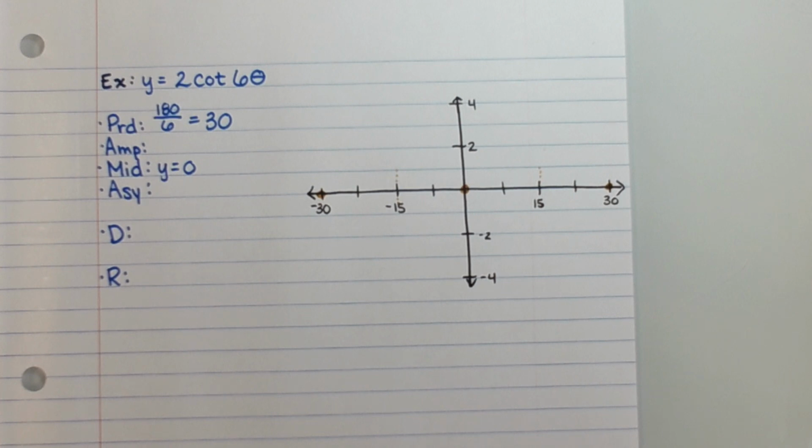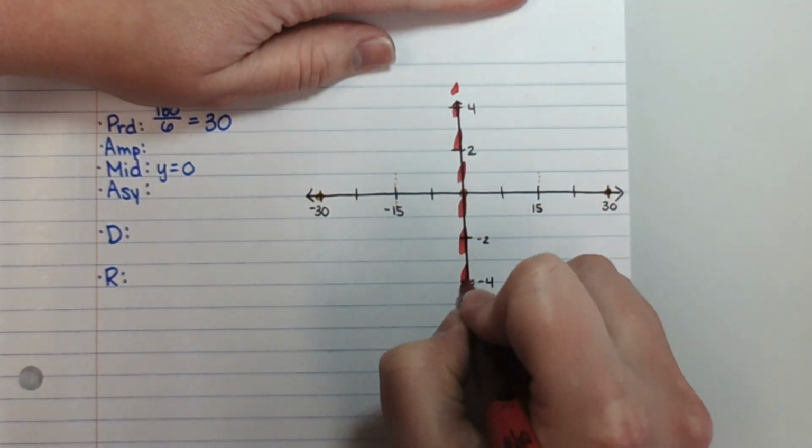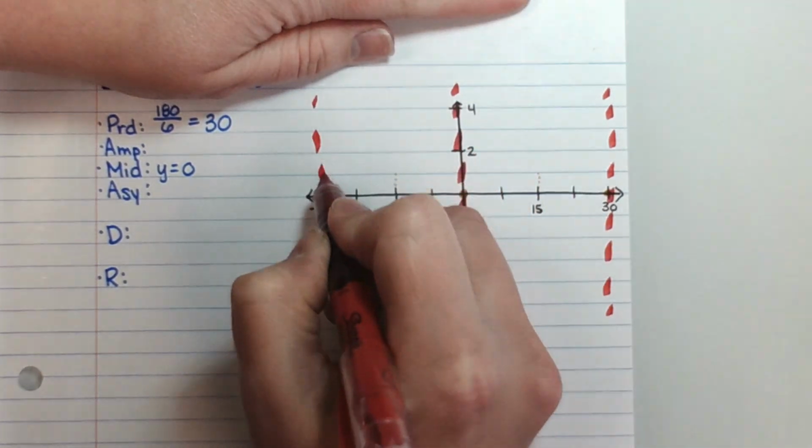Midline hits for tangent are going to do what for cotangent? We've already had this conversation. They're going to become cotangent's asymptotes. Midline hits of the original become asymptotes of the reciprocal. So cotangent is going to have an asymptote here, here, and here.